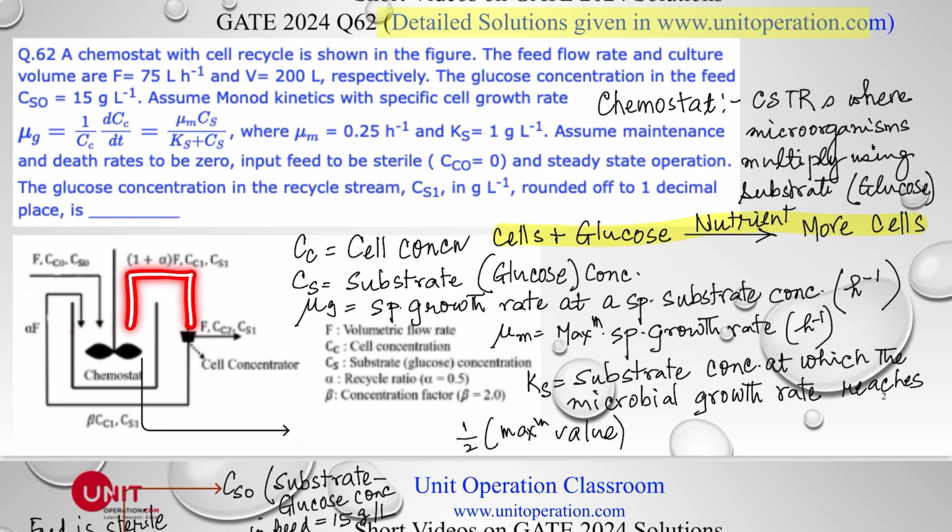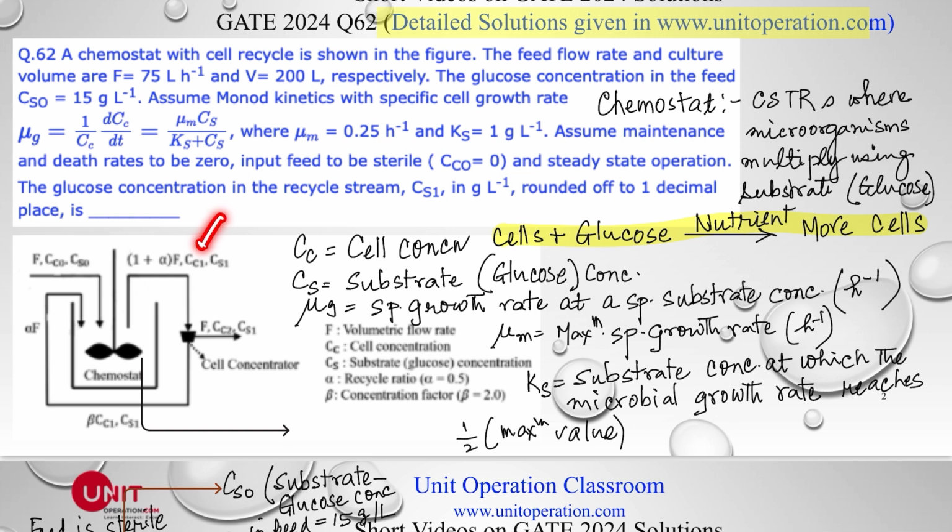of the effluent from the chemostat, and let's call that alpha F, and the concentration of the cell in this one is, let's say, beta CC1, and of course the glucose or the substrate concentration remains the same here, because here only the cells are concentrated and taken out. All right. So you can see that if this is my F, and this alpha F is continuously added, the total flow rate that's going out is 1 plus alpha F.